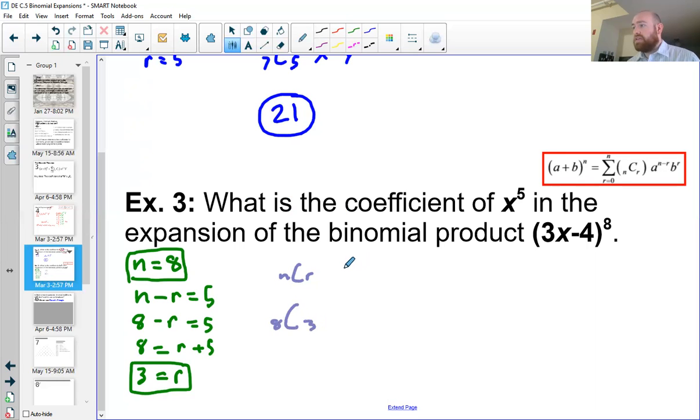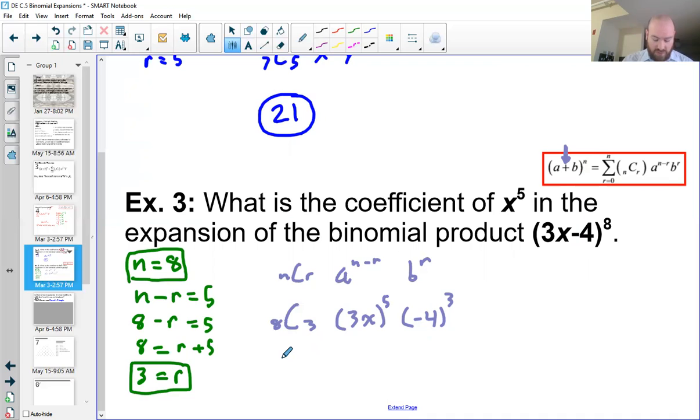We then have a to the power of n minus r, which is going to be 3x all to the power of 5. And then we have b to the power of r, which is going to be negative 4 to the power of 3. Now, the reason the negative sign has to be here is, notice in the theorem, we have a plus sign. So if we have a negative 4, that means b is actually negative 4. So now we have to simplify.